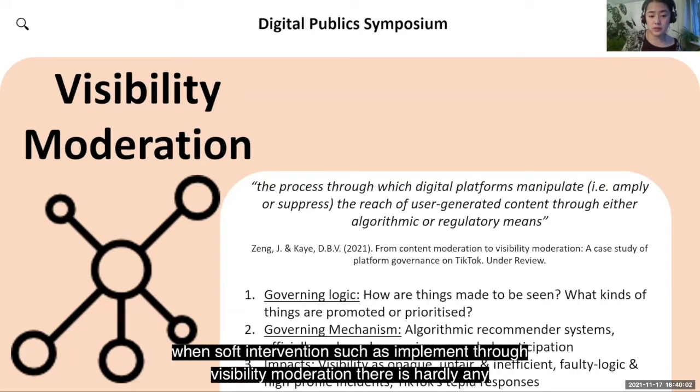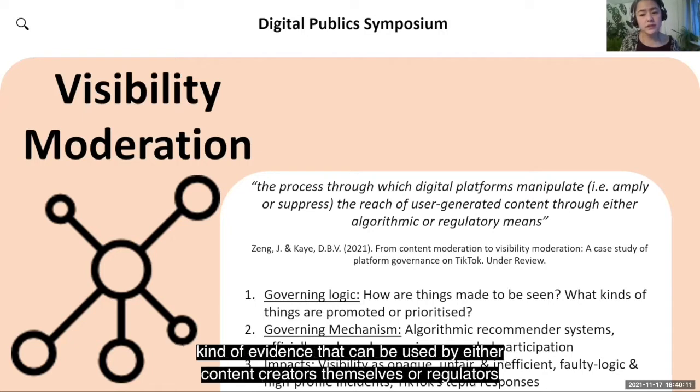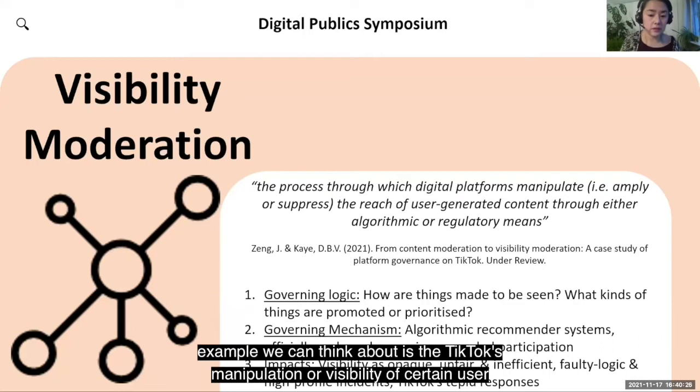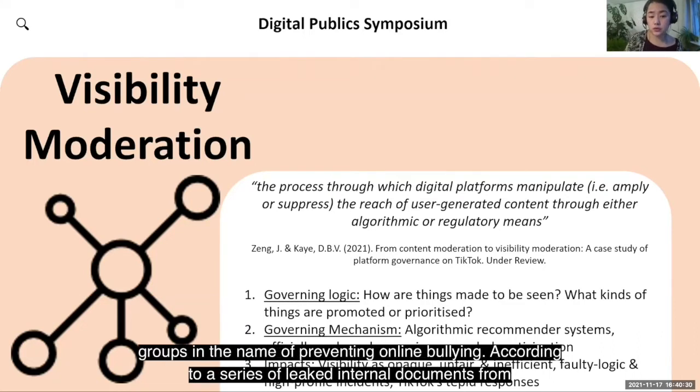In contrast, when soft interventions are implemented through visibility moderation, there is hardly any kind of evidence that can be used by either content creators themselves or regulators to keep the platform's actions accountable. And to demonstrate issues related to fairness and efficacy, one example we can think about is TikTok's manipulation of visibility of certain user groups in the name of preventing online bullying.